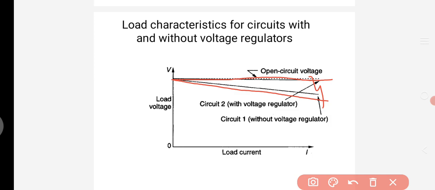When you draw the graph between load voltage and load current, using the regulator we can get approximately 99.9% of the output in terms of DC. But when we are using no voltage regulator, we get some deviation between the output load current and the load voltage. So this is the load characteristics for circuits with and without voltage regulators.